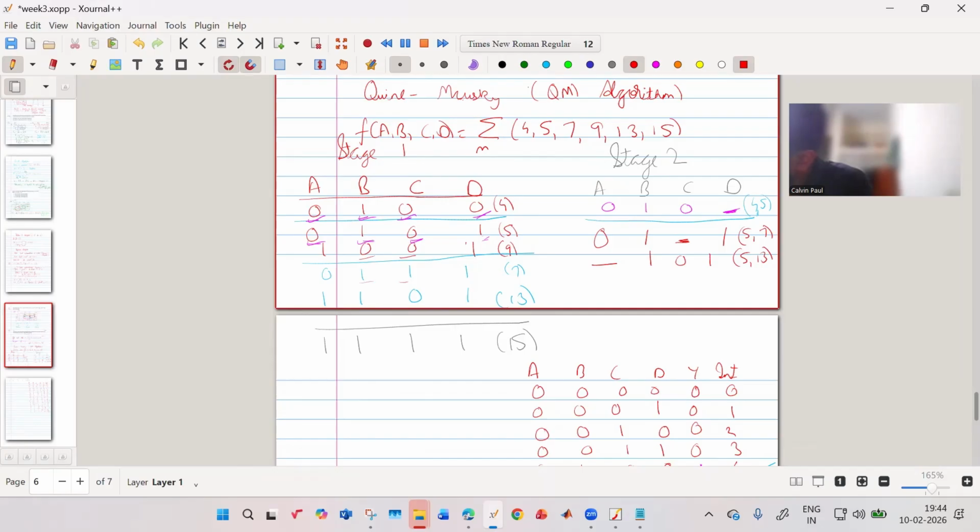Let us see between 9 and 13. Is it possible? This is 1. This 0 0 same 1. So it is possible. So between that, it is 1 underscore 0 1. This is between 9 and 13.